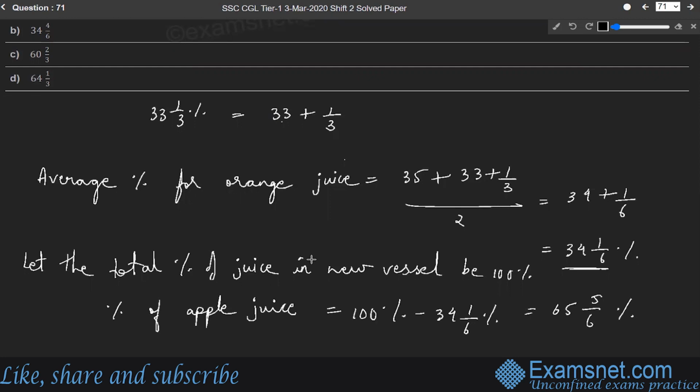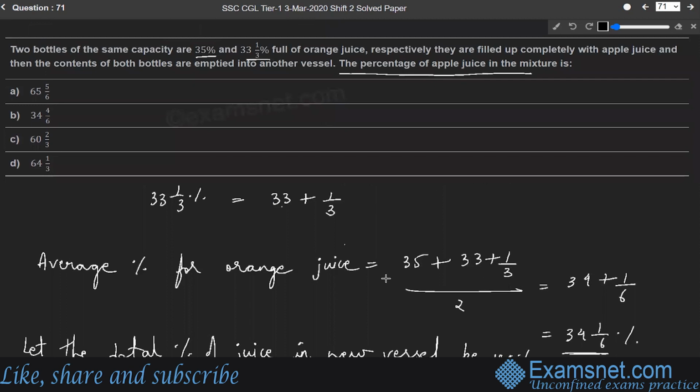I hope the concept is clear to you. We have two different juices, orange juice and apple juice, and both the juices are filled into a vessel. Okay. Firstly, we have two bottles which contain 35% and 33 1/3% of orange juice, and then they are filled completely with apple juice. And then the contents of both the bottles are emptied into another vessel. Means the new vessel consists of both orange juice and apple juice. So if we want the percentage of apple juice, first we need to find the percent of orange juice.